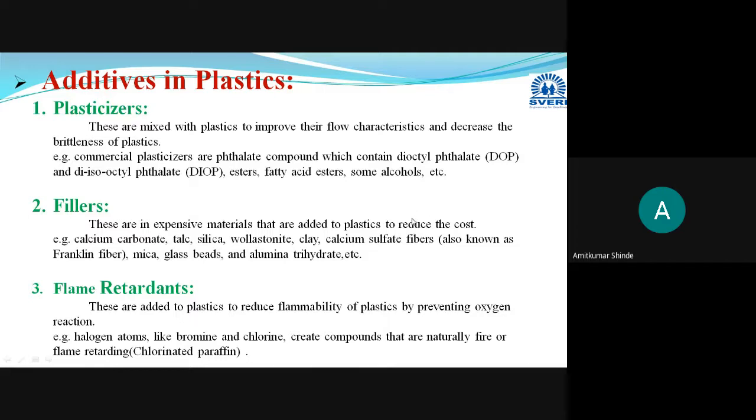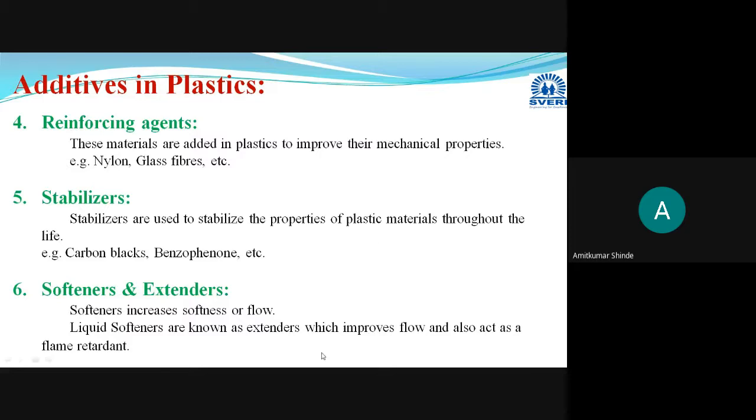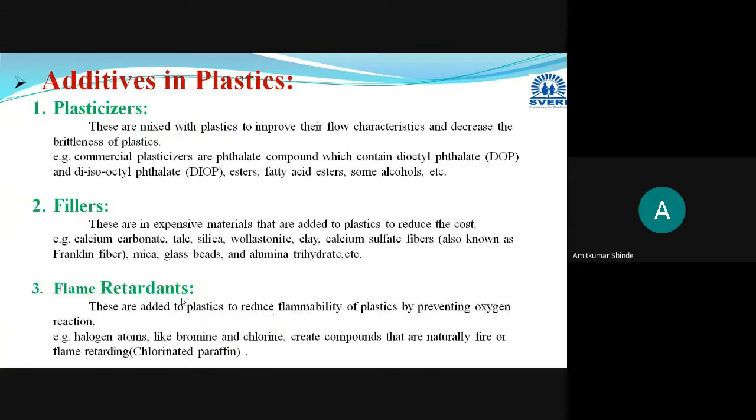In some books, under fillers only, they have taken the softeners and extenders. This sixth name, softeners and extenders, you can refer to as a filler also. In some books, they have referred to these softeners and extenders as fillers. But here, depending on the function, I have sorted it separately. In some books you can find that they have referred to point number 6, softeners and extenders, as fillers only, but there is a little bit of difference in the function. That's why I have taken it separately.